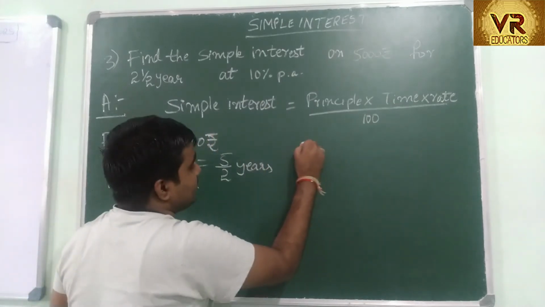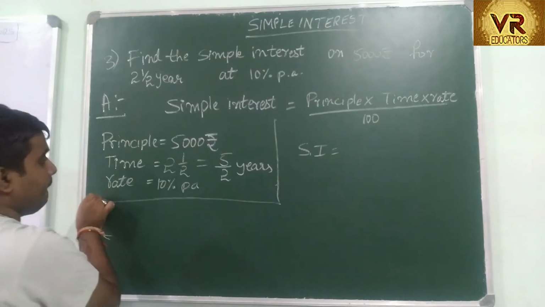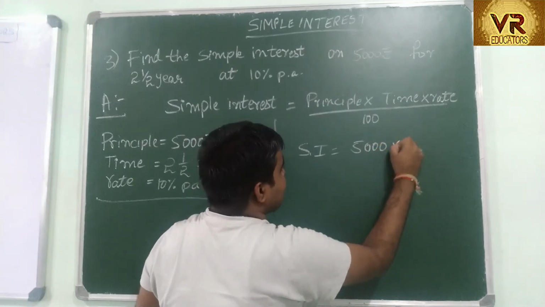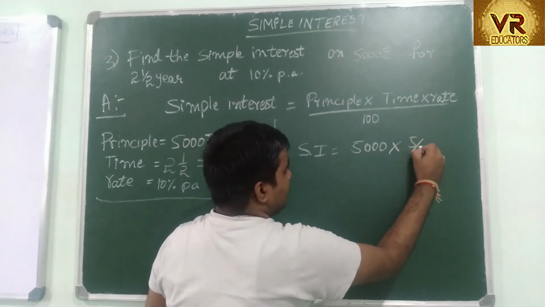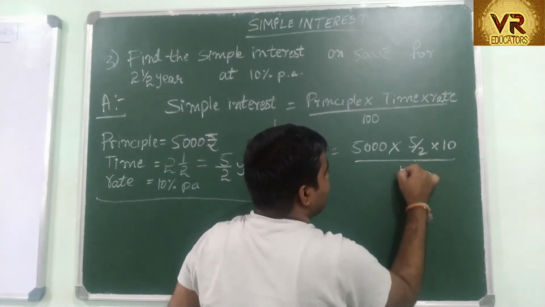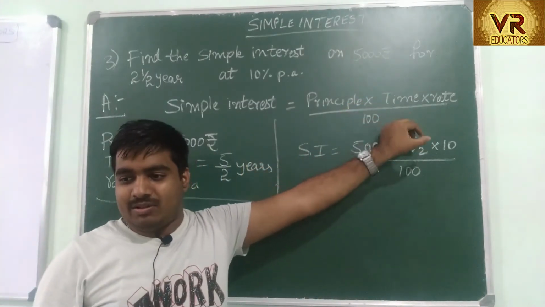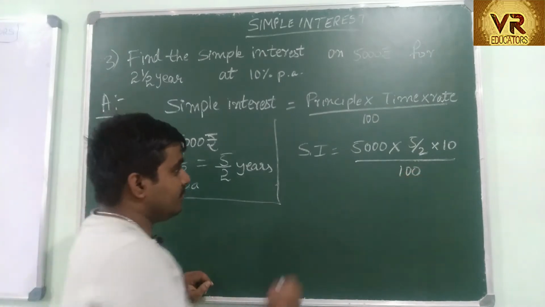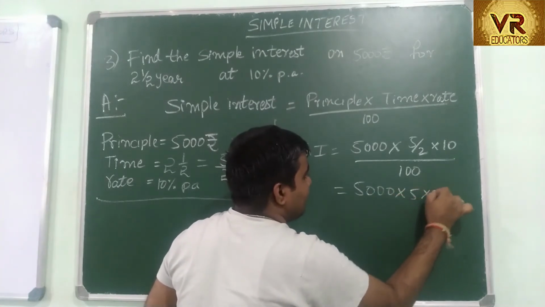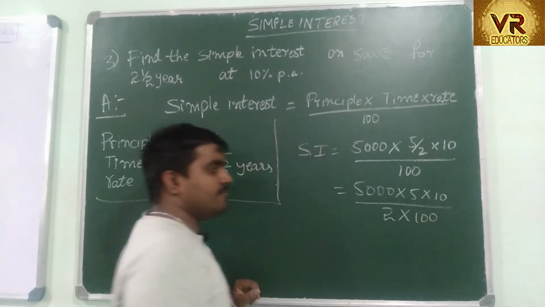Okay, now let's write this. Simple interest is equal to, what is the principal amount? 5,000. What is the time given? 5 by 2. What is the rate? 10 by 100. So again, in the numerator we have a denominator, so the denominator can be written in the denominator. So this is 5,000 into 5 into 10 by 2 into 100.